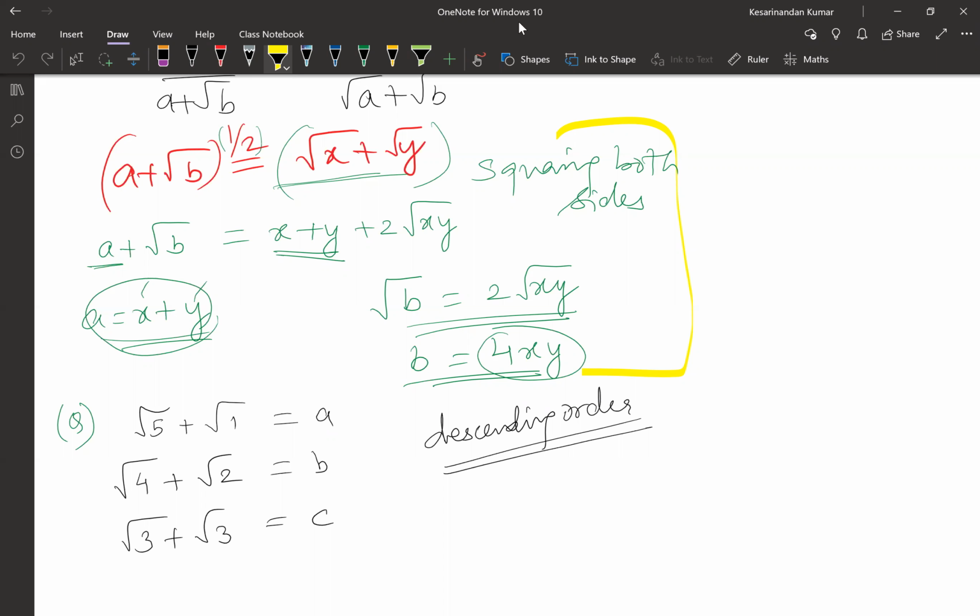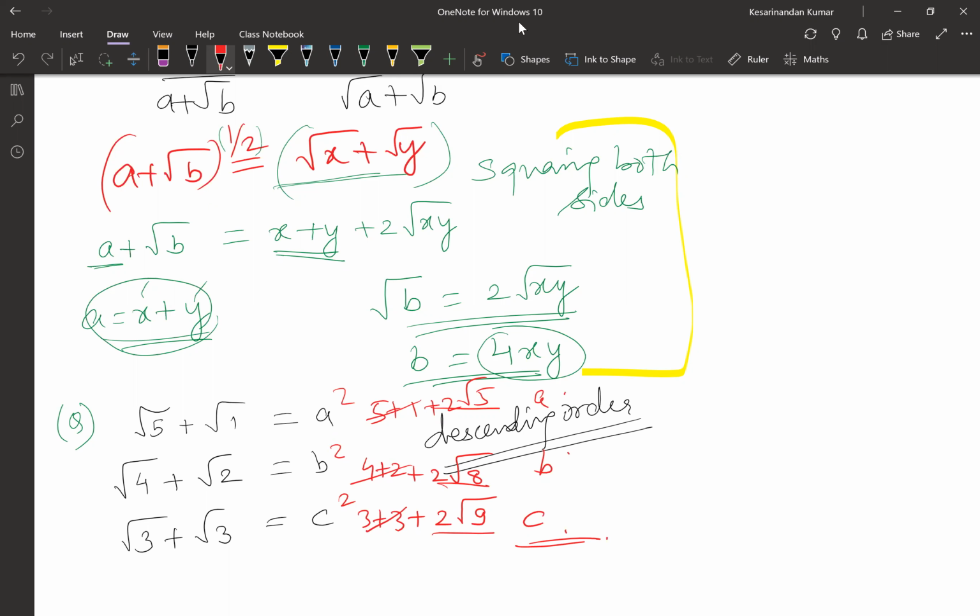Okay. So the method is just to find the squares of all of them. Here you will get 5 plus 1 plus 2 root 5. Here you will get 4 plus 2 plus 2 root 8, and here you will get 3 plus 3 plus 2 root 9. The rational parts are all the same: 6. So compare 2 root 9, 2 root 8, 2 root 5. Which one is bigger? C, B, A is the answer. C is greater than B is greater than A.